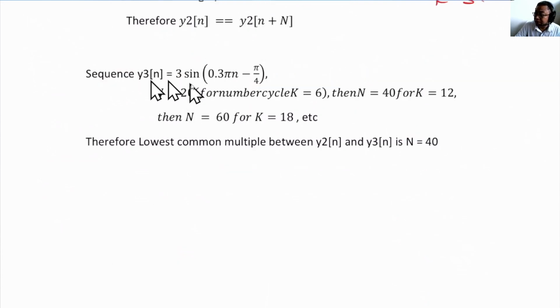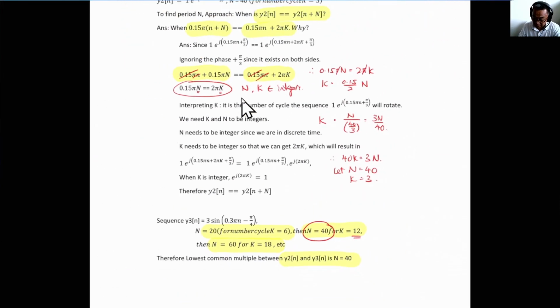You can also try it for y3, and we calculated that N equals 20 to get 6 cycles. When N equals 40, we'll get 12 cycles, and N equals 60, we'll get 18 cycles. The idea is that we need now to compare what N is common for both, and the answer is, of course, N equals 40 is common for both, which will result in k equals 12. So the lowest common multiple is 40, and 40 is the period. So that is the answer for this question.